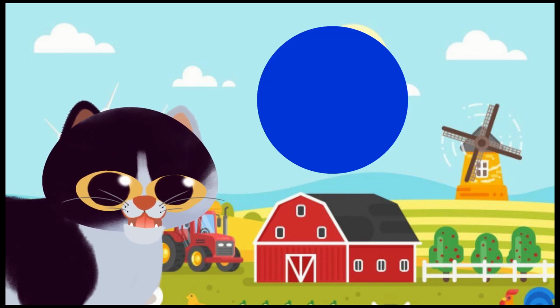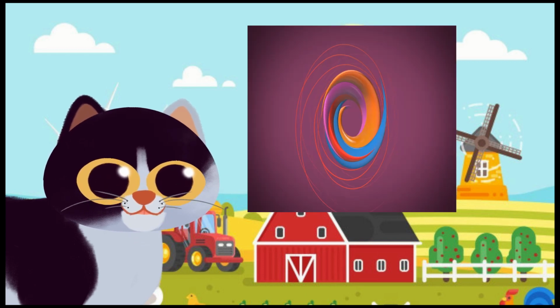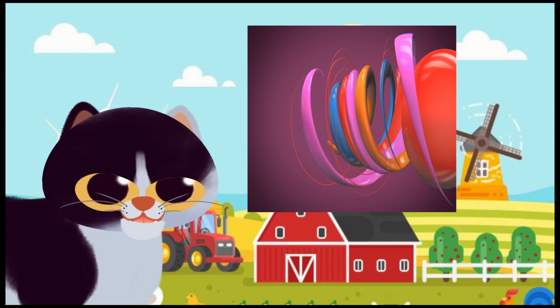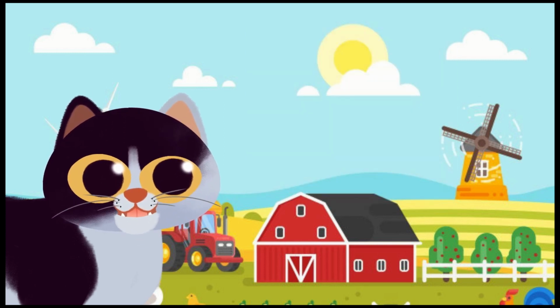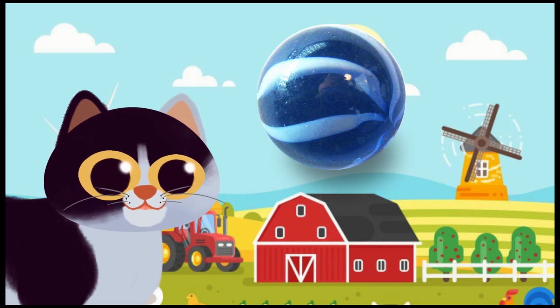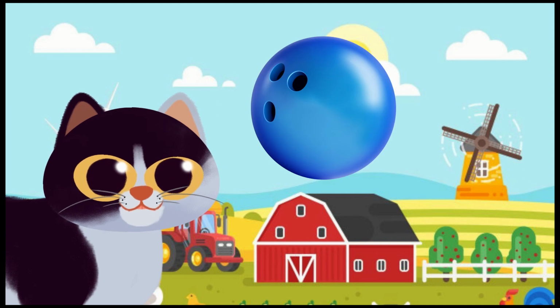A circle has no corners and is a continuous shape. It goes round and round. Examples of circle shapes are a marble, a pie, and a bowling ball.